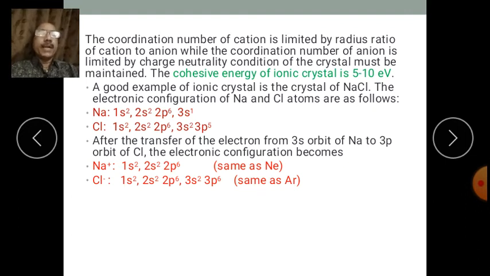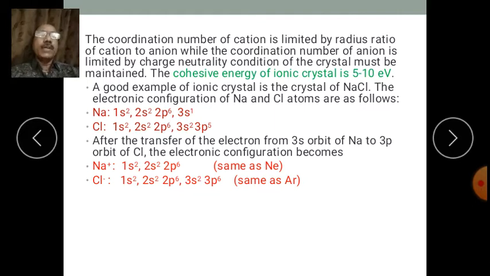A good example of ionic crystal is the crystal of NaCl. We have studied in detail the structure of NaCl in the previous unit. The electronic configuration of Na and Cl atoms are as follows. Na, the atomic number is 11. The electronic configuration is 1s2, 2s2, 2p6 and 3s1. And chlorine, the atomic number is 17. The electronic configuration is 1s2, 2s2, 2p6, 3s2 and 3p5.